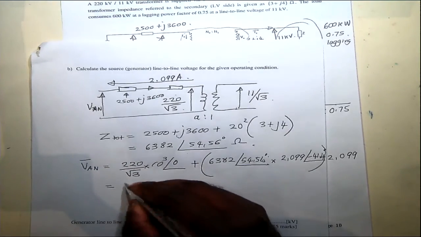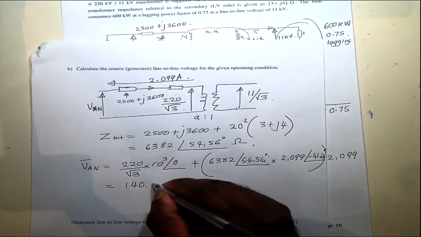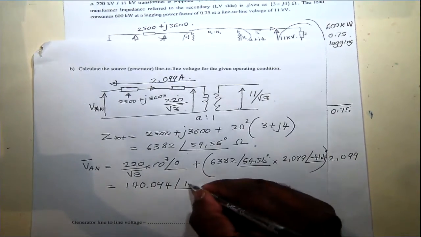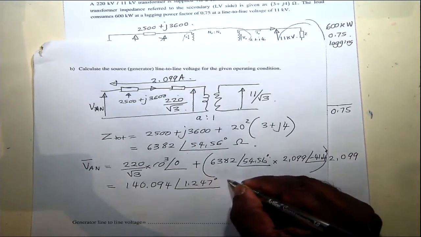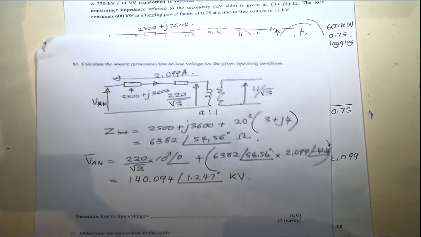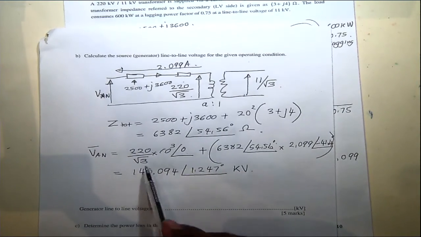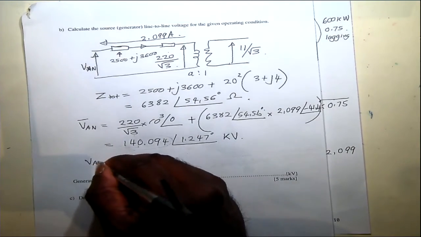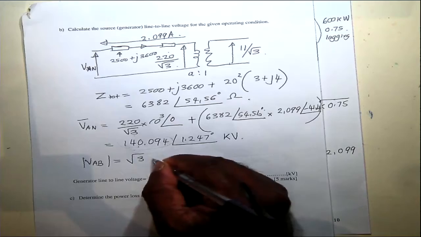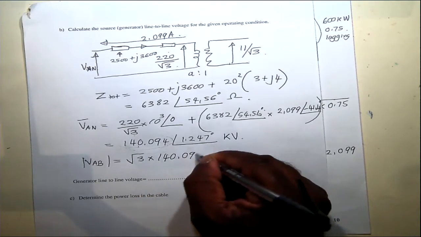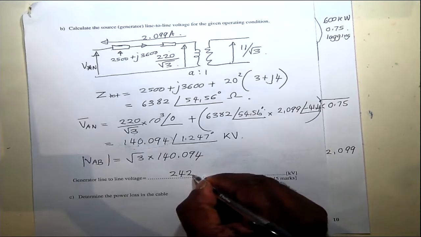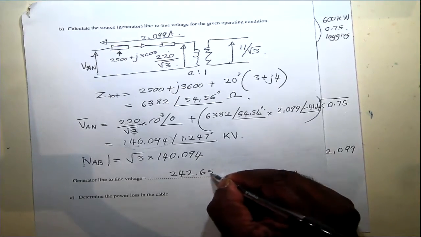So this turns out to be 140.094, 1.24 kilovolts. So we are interested in the line-to-line voltage magnitude. So it's this magnitude multiplied by root 3. So VAB magnitude will be root 3 times 140.094, which will be 242.65.